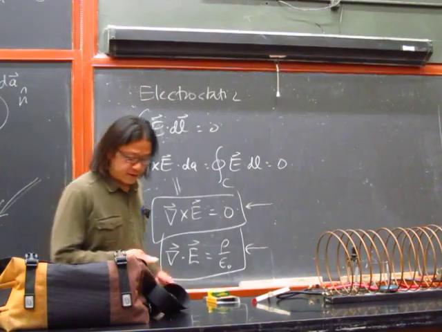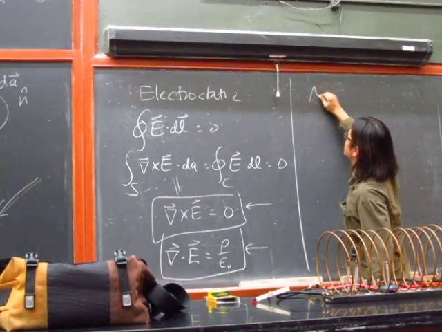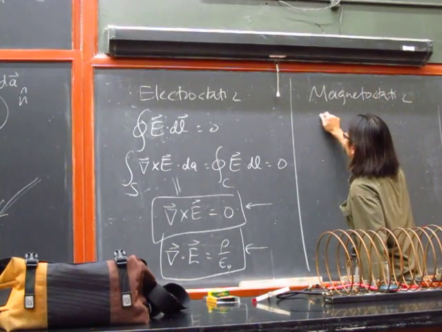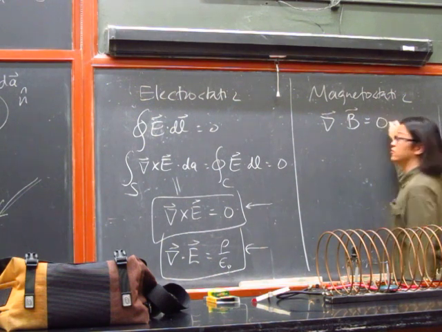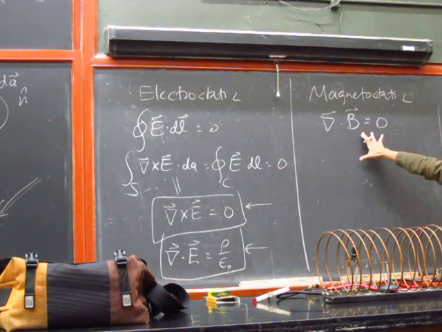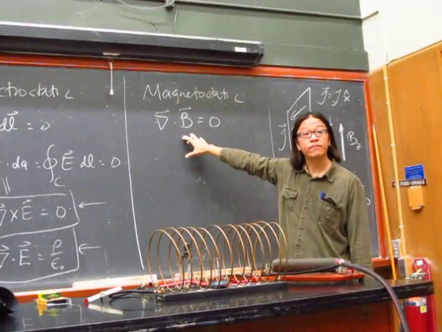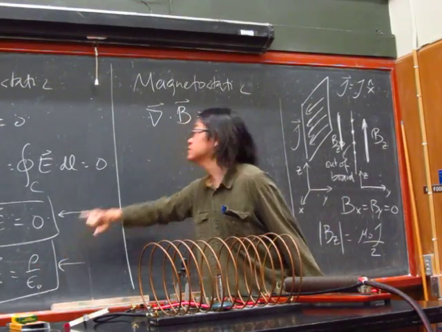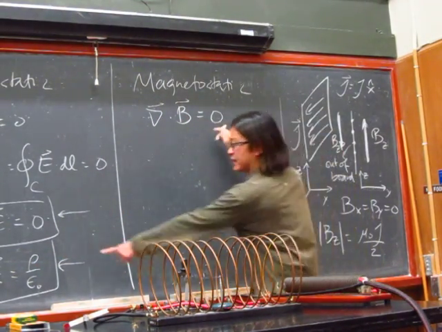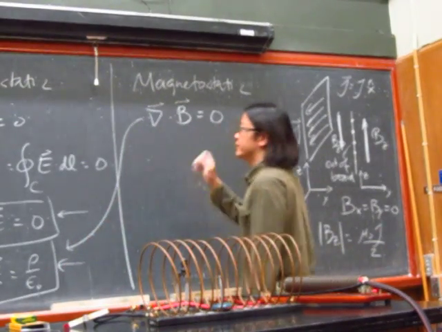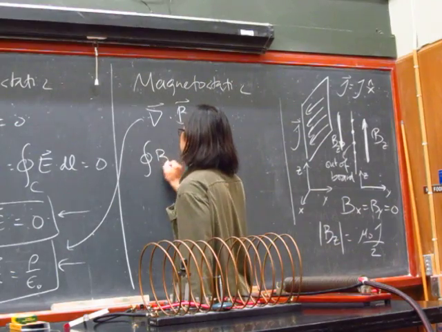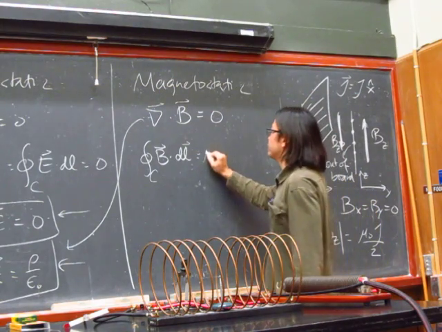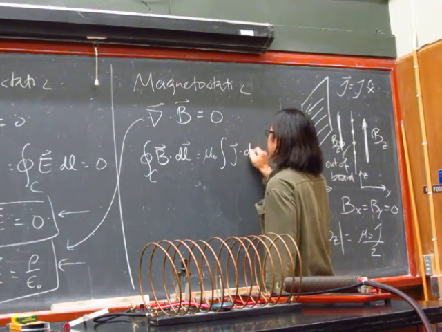How about in magnetostatics? You already know one: the divergence of B is equal to 0, because this is just Gauss's law for the magnetic field. There is no magnetic monopole, no magnetic charge, therefore the divergence is 0. This is an analog of electrostatics. But the other one is of course Ampere's law: the line integral of B dot dl over a loop C has to be given by mu naught times the integral of J dot dA.